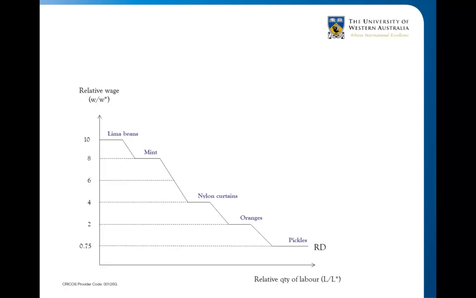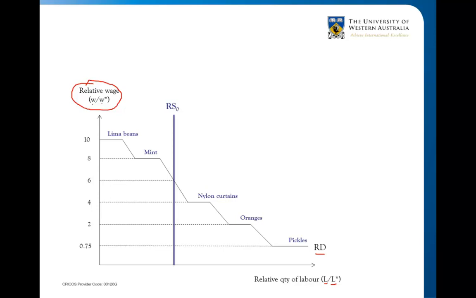So we've got a diagram here. You can see on this axis we've got the relative wage, W over W star, and the relative quantity of labour, the quantity of labour in the home country divided by the quantity of labour in the foreign country. And then we've got this relative demand, where you can see we've got lima beans, the mint, the nylon curtains, oranges, pickles. Okay.